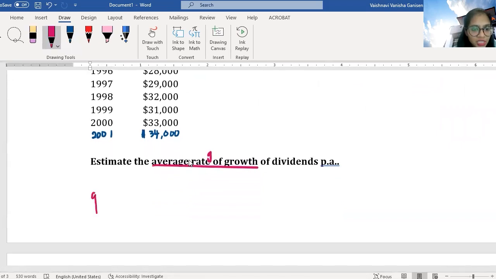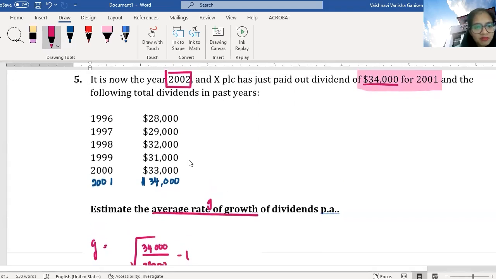So now G equals the square root of 34,000 over 28,000 minus 1. The number of jumps is 1, 2, 3, 4, and 5.